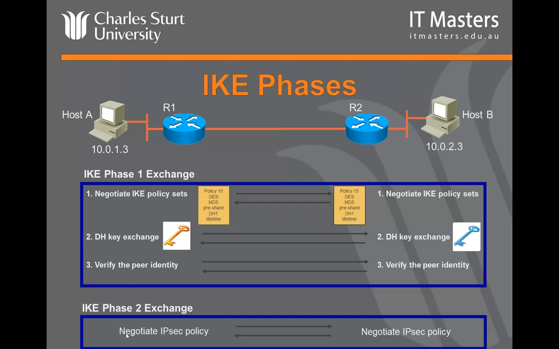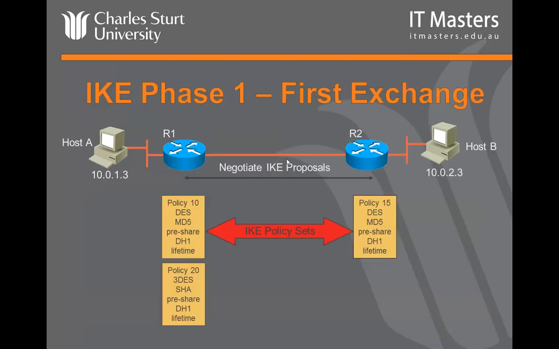And then IKE, Internet Key Exchange, phase 2 is about negotiating the IPSec policy. And again, the settings have to match for it to work. So let's have a look at this in a little bit more detail. So phase one, first exchange. We have policy 10 here: DES, MD5, pre-shared, DH1, lifetime SA. This one on this side.